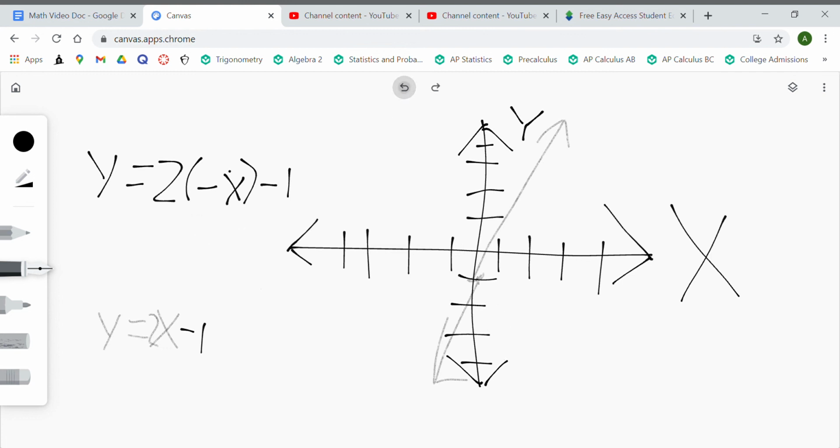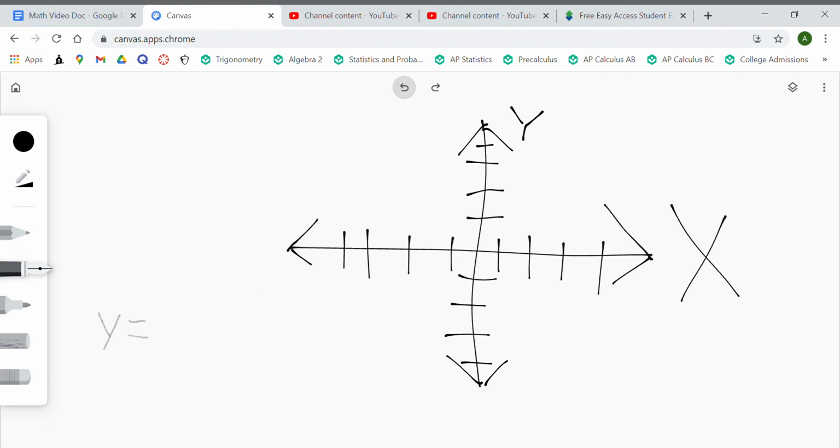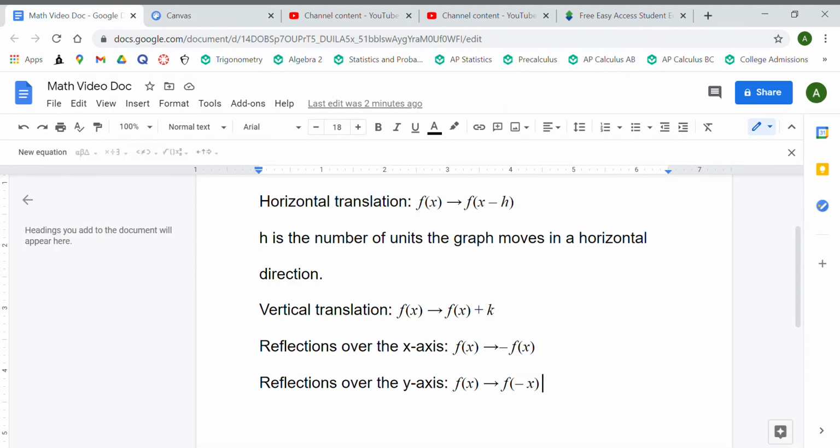Alright, 2 more rules. And 2 more rules. So, horizontal stretches and shrinks. No. Bad move. Vertical stretches and shrinks.